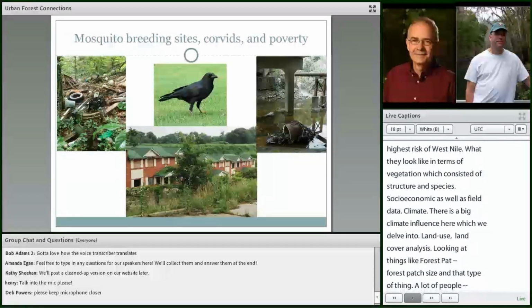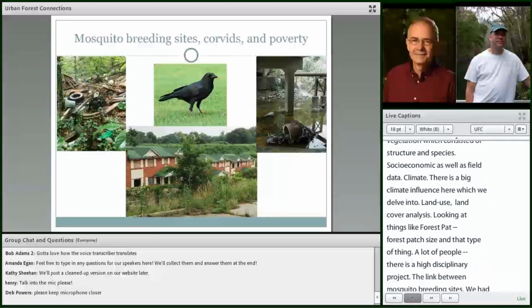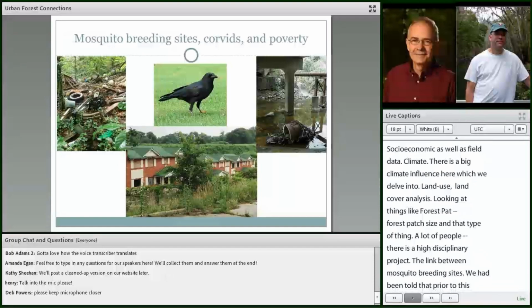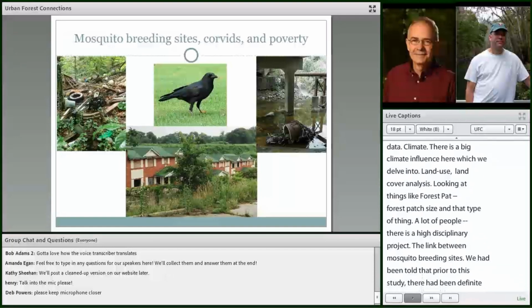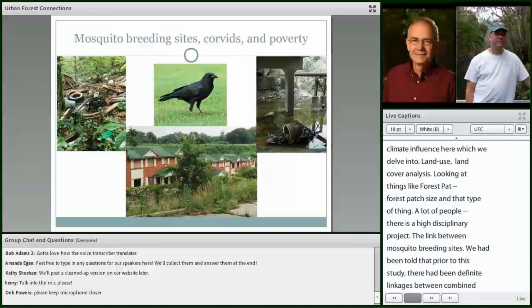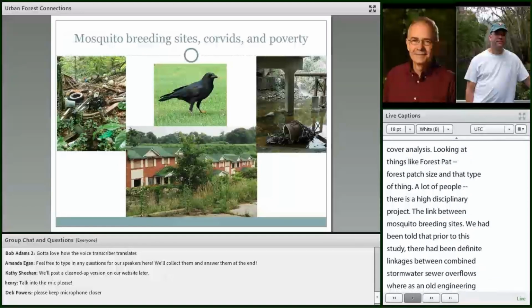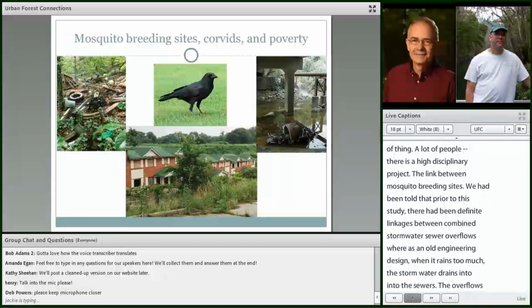And again, the link between mosquito breeding sites. We had been told that prior to this study, there had been definite linkages between what are called combined stormwater sewer overflows, where there's an old engineering design where when it rains too much, the stormwater drains empty into the sewers, these overflow, and so you have badly polluted water in streams. That had been shown to be conducive to Culex habitat.